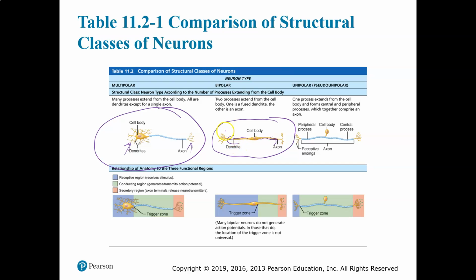The one on the left is called the dendrite because it has a lot of branches and the signal travels toward the cell body. The electrical signal travels toward the cell body. And the axon does have branches on the other end, and the signal travels away from the cell body. So that's how you know the difference.